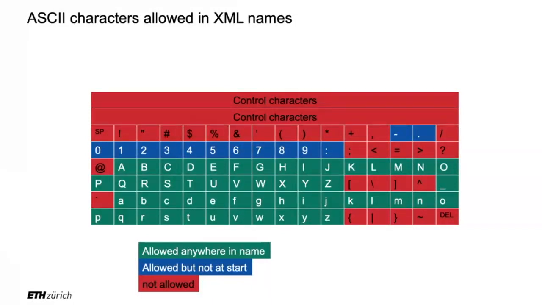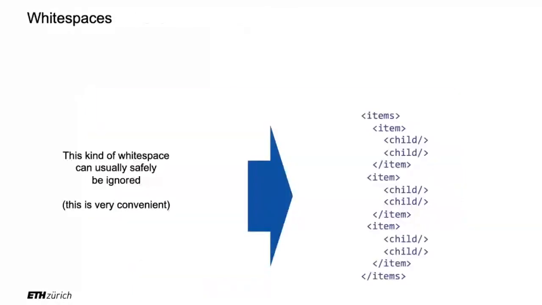Okay, so this is the idea. So pretty simple. It starts with letter or underscore. Then you can have digits, dot, dash, and colons. All right. Now, what about the spacing?